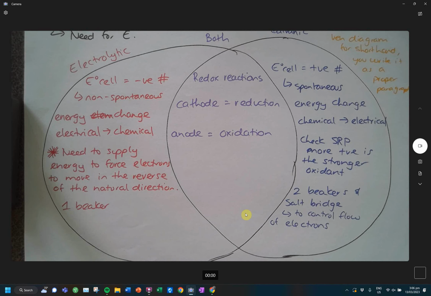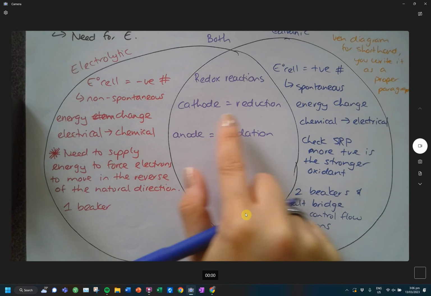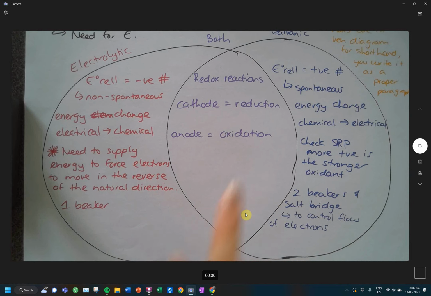I think we got most of them except the charges of the electrodes. Any questions so far? No? All right, last thing we had here were the charges of the electrodes. So just being mindful that the charge of the electrodes change. So cathode still reduction, anode still oxidation.